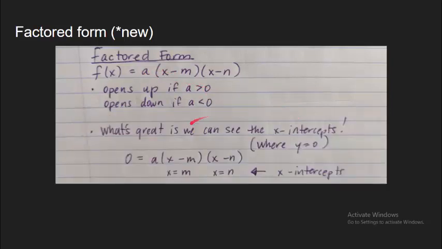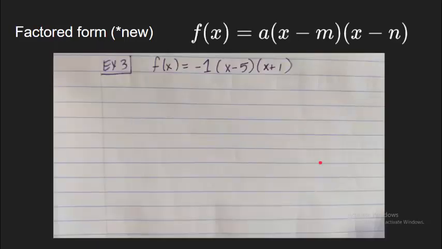What's awesome here is we get to see the x-intercepts, because if we replace f of x with 0, we can see that if we've got a, whatever that number is, times something else, that means either this something or this something is 0. So either x minus m equals 0, which means that x equals m, or x minus n equals 0, which means that x equals n. Those are my x-intercepts. That's pretty useful for graphing. Let's look at an example here before we fill in the rest of the stuff about factored form. So here we go. f of x equals negative 1 times x minus 5 times x plus 1.